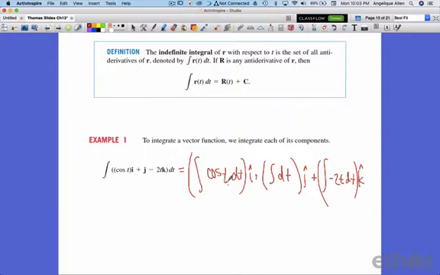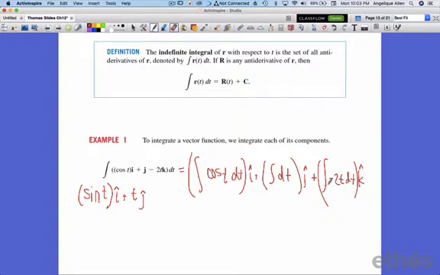So the antiderivative of the cosine of t is the sine of t, and that's in the i direction. It's supposed to be a parenthesis. I just have to write a little bit slower to make this more readable. And then the integral of dt is just t, and that's going to be, this is supposed to be j. Pardon me, I've been making that mistake all day. I said i, but I wrote j. This is in the j direction.